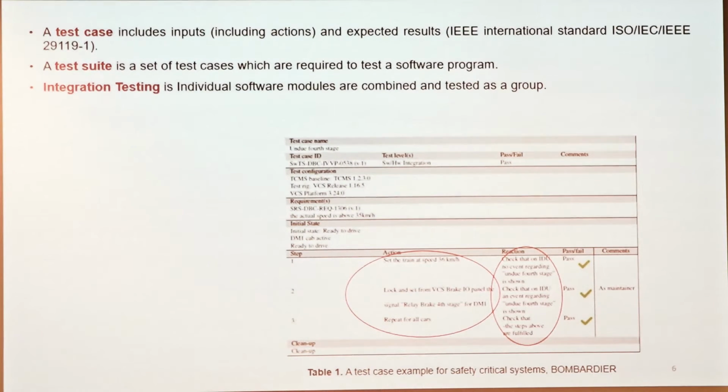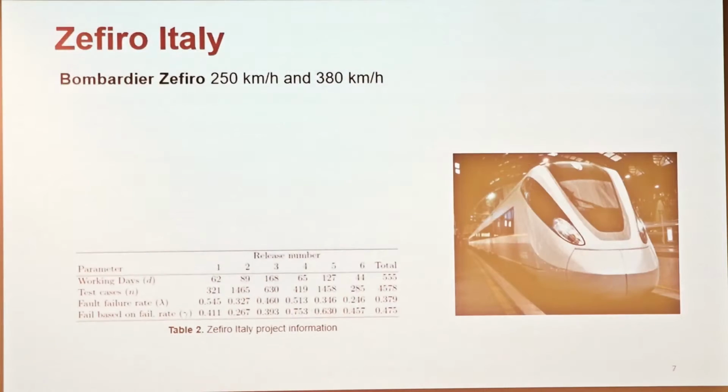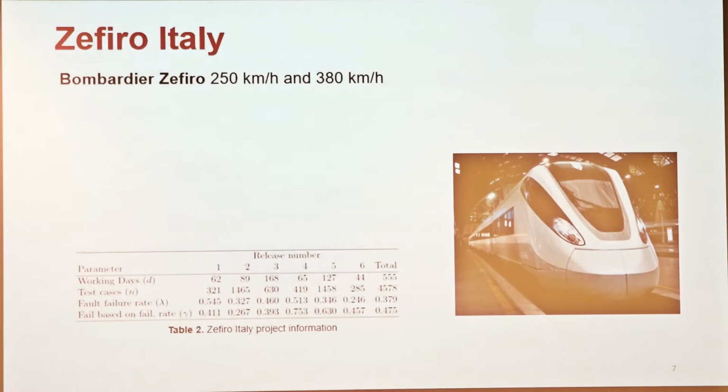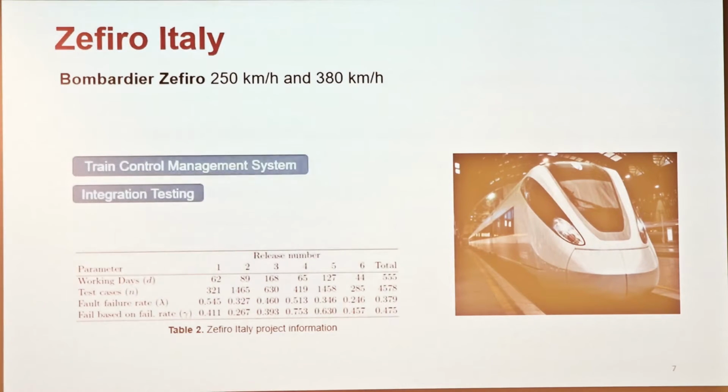So in this example, which is a manual test case written in natural language in English, you got a pass answer for this test case and you're done. So there's no bug in the system in this example. The required number of test cases that you need to test a system under test would be very large. For example, for one of the projects that we analyzed at Bombardier, Zefiro Italy, a high-speed train, the number of test cases for the train control management system, just at the integration testing level, is more than 4,500 test cases. So it's quite large.